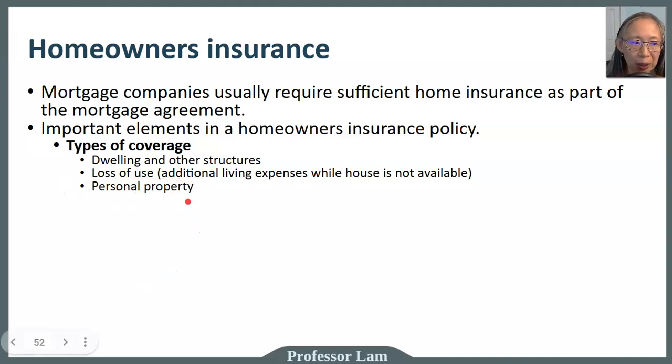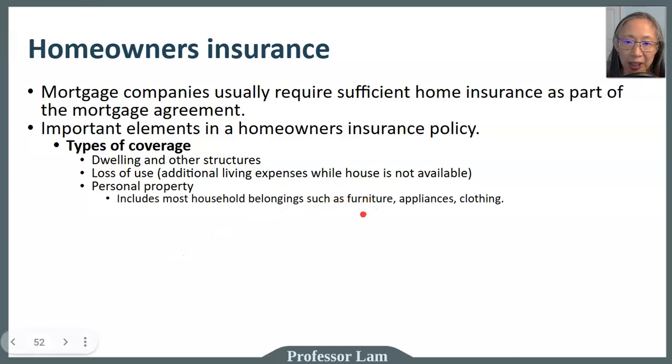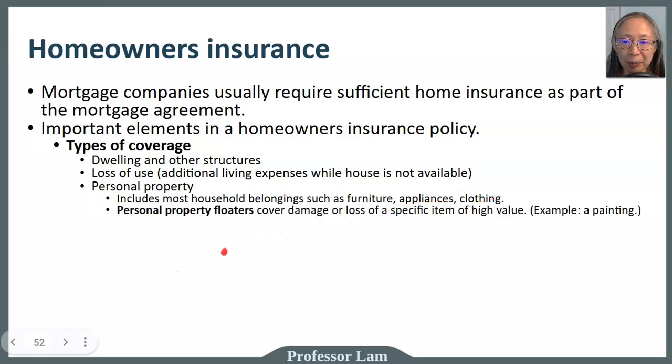Third is personal property. This includes everything inside the house, such as furniture, appliances, your personal belongings. If you have something very expensive, you can have a personal property floater. So for example, a wedding ring, jewelry, painting. The fourth type of coverage is personal liability. So this is to protect you from someone suing you if they get hurt on your property. So that's liability against you.